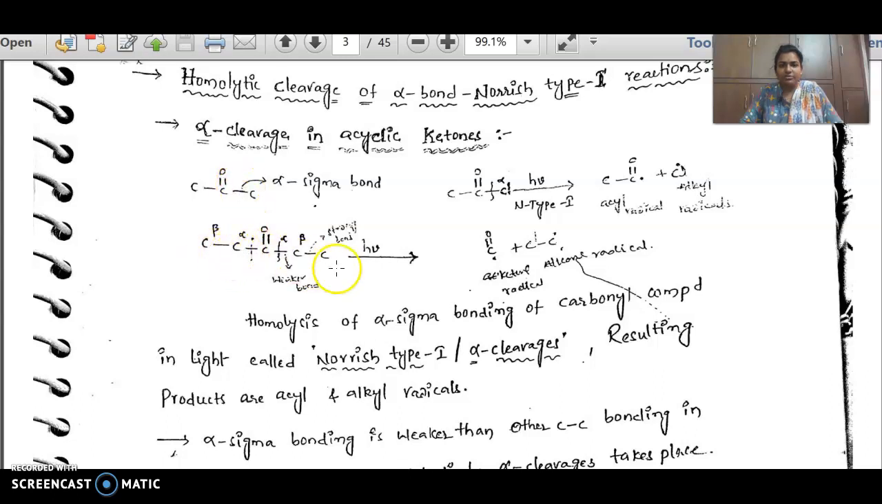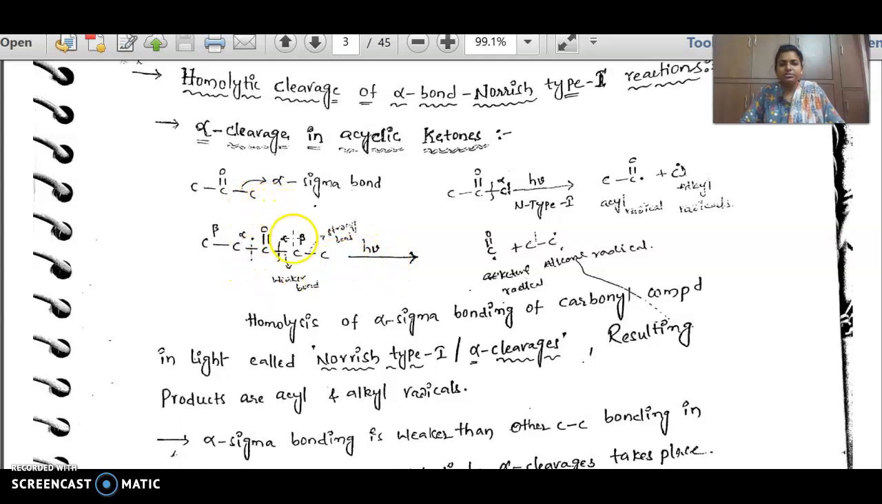For example, if you see this C single bond C double bond O single bond C, this is the functional group. This is the first attached carbon, so this is alpha. This is also alpha. This is beta. Like that, another bond is there, that is gamma.